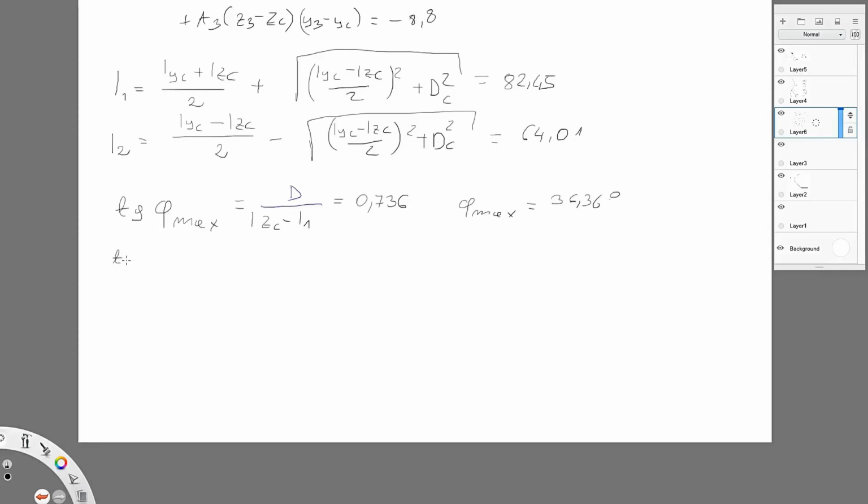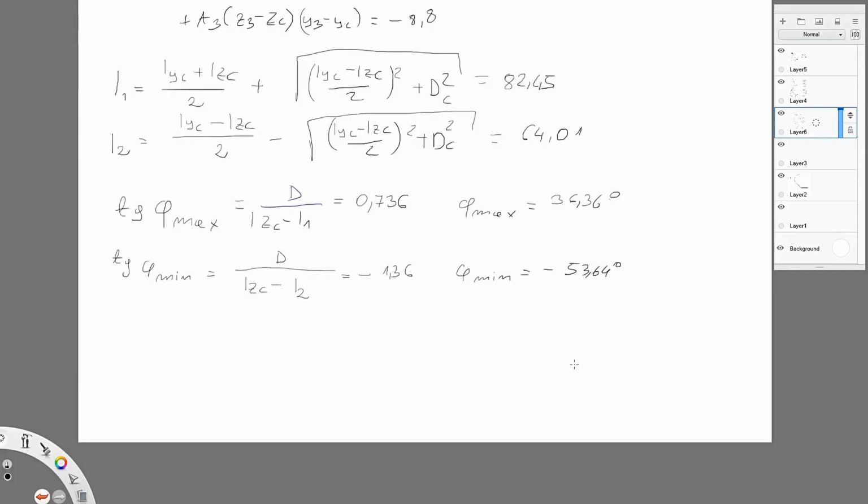Similarly, we could optionally choose the tangent of the minimal phi. But since we know that the central axes are at an angle of 90 degrees to each other, similarly, the main central axes must be at an angle of 90 degrees to each other. That's 1.36 in the negative. And similarly, from this, the minimal phi equals minus 53.64 degrees.